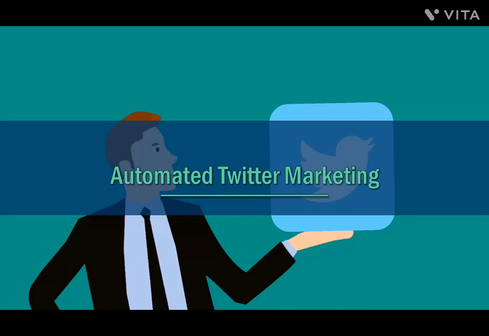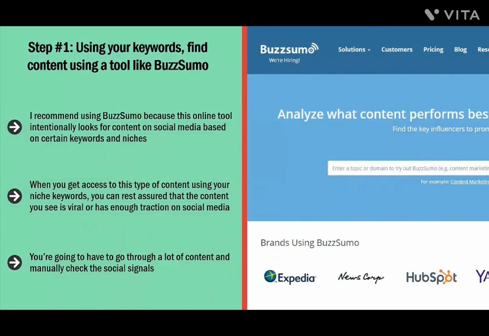Automated Twitter marketing. Follow the step-by-step directions below to set up your own automated Twitter marketing campaign. Step number 1. Using your keywords, find content using a tool like BuzzSumo. I recommend using BuzzSumo because this online tool intentionally looks for content on social media based on certain keywords and niches. It then ranks this material based on their social engagement levels.